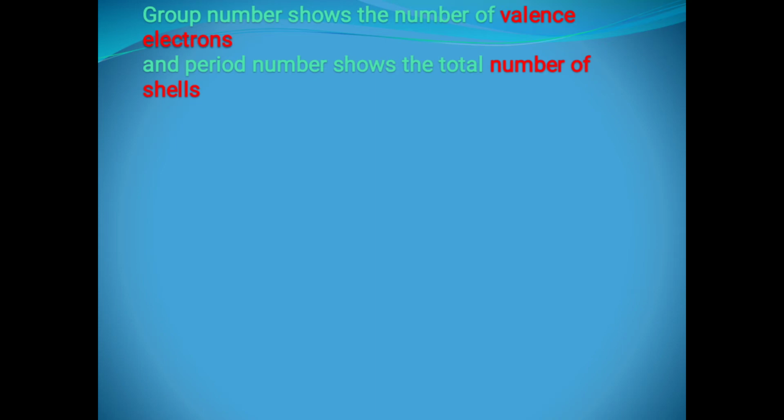The next important topic is what a group is, what a period is, and what they indicate. Group number shows the number of valence electrons, and period number shows the total number of shells. What is a group? The vertical columns in the periodic table are called groups, and the horizontal rows are called periods. So this statement is important for fill up: group number shows the number of valence electrons and period number shows the total number of shells.